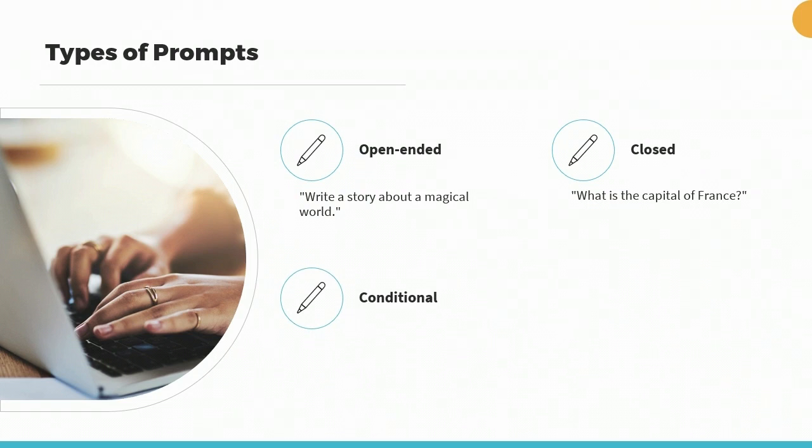Conditional prompts provide additional context or information to the language model, which can help it generate more accurate and relevant responses. This might include things like providing a specific user persona or demographic, or providing information about the current conversation or topic being discussed. Examples of conditional prompts include, if the user likes action movies, recommend a recent release, or, if the user is feeling sad, generate an uplifting message.